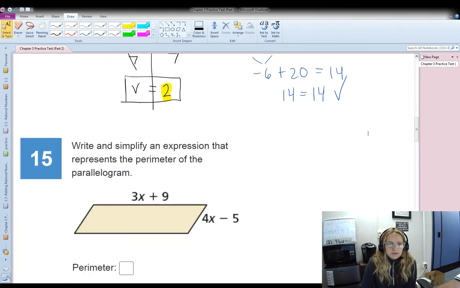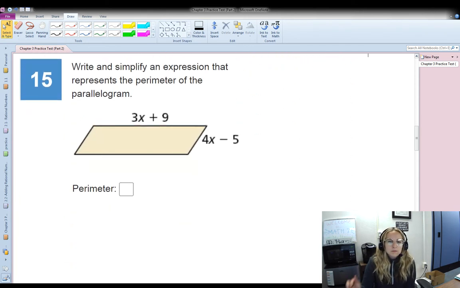Okay, let's go on to number 15. So write and simplify an expression that represents the perimeter of the parallelogram. So remember, perimeter is essentially the total distance of all of the sides, okay? So you're given two sides. You need to write an expression that represents the perimeter, which is the full thing of that parallelogram, okay? So don't forget to simplify and combine your like terms. Ready, set, go.